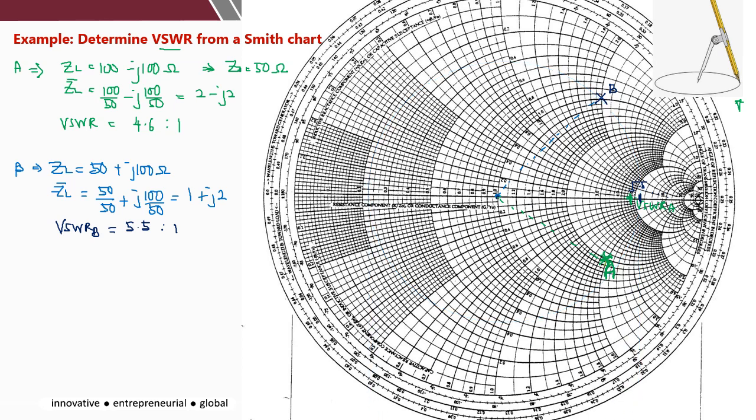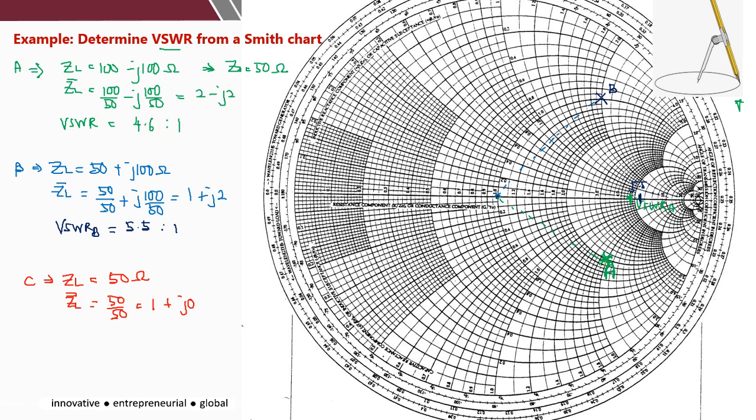Okay, let's try another one. C. So given your ZL equal to 50 ohm, find the ZL and plot the normalized one. So 50 over 50 equal to 1 plus J0. Since there's no imaginary part, next plot the point onto the Smith chart.